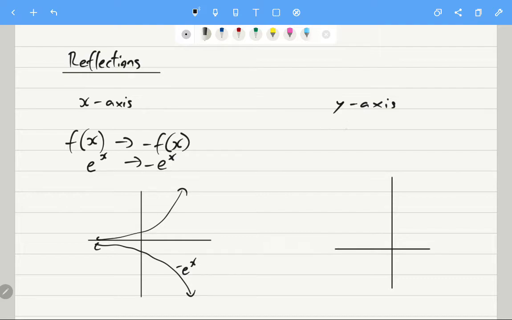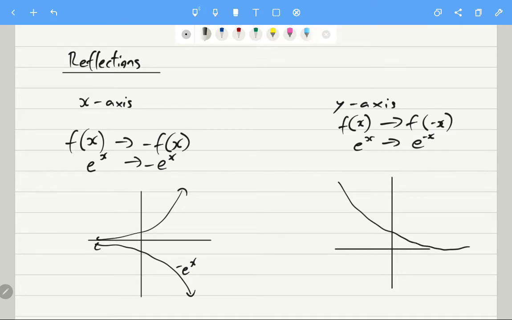A y-axis reflection, on the other hand, looks like f of x becomes f of negative x, meaning e to the x is going to become e to the negative x. And a y-axis reflection, rather than looking like this, after reflecting against the y-axis, is going to look like this instead.